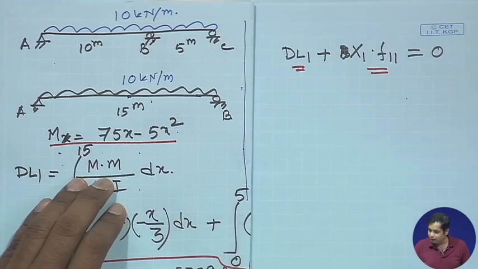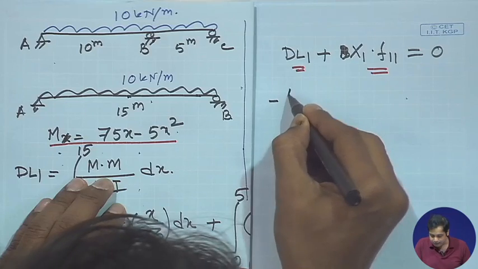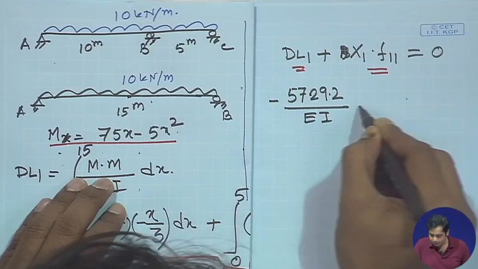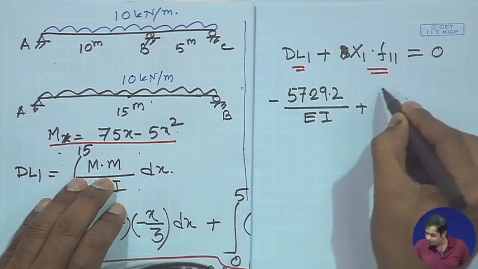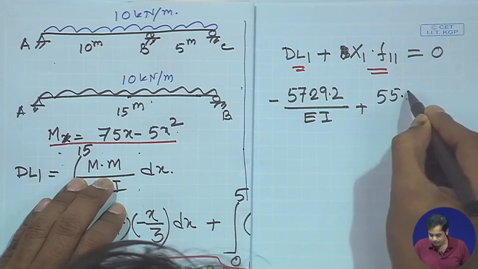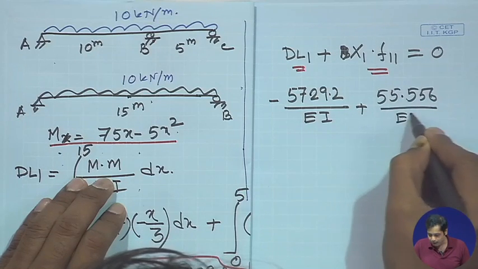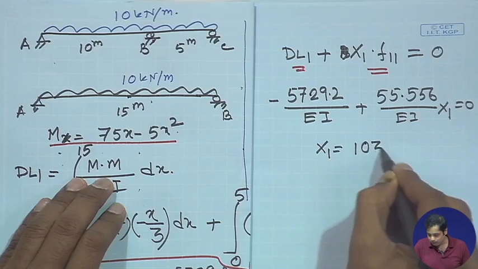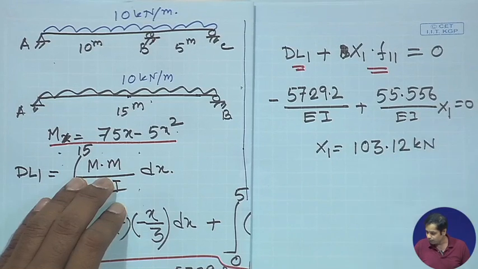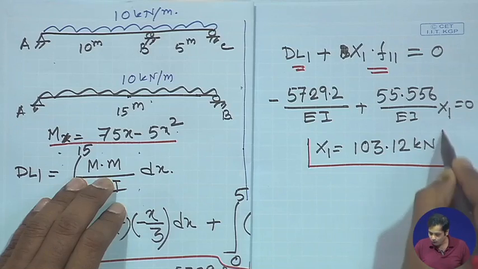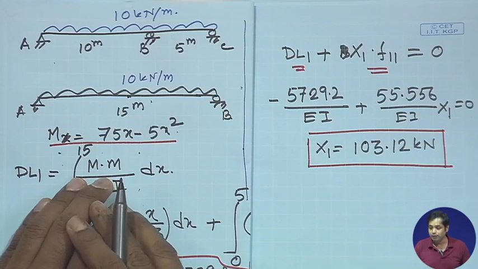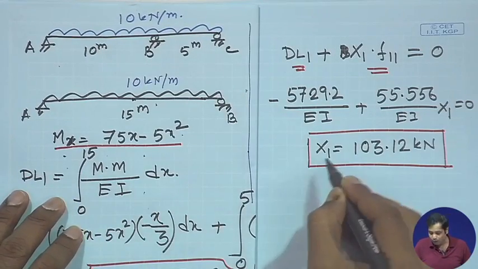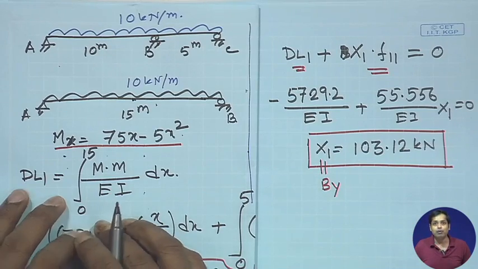Then if we substitute the value of dl1, dl1 is equal to minus 5729.2 by EI plus 155.556 by EI into x1 is equal to 0, and finally we will get x1 is equal to 103.12 kilonewton. Okay. Now, once we get x1, the value of x1 in this problem means By. So, we know what is the value of By.